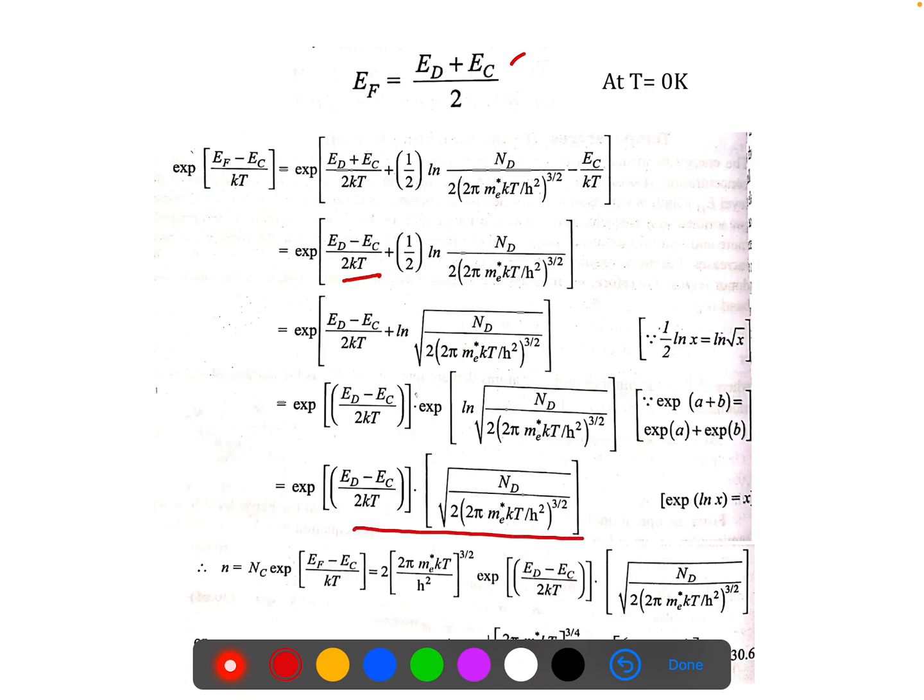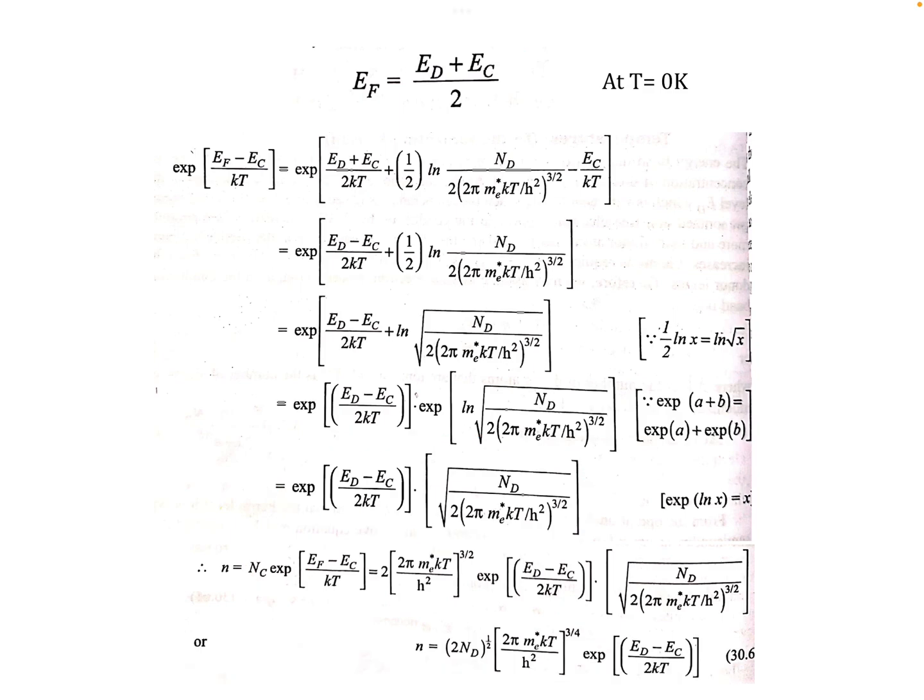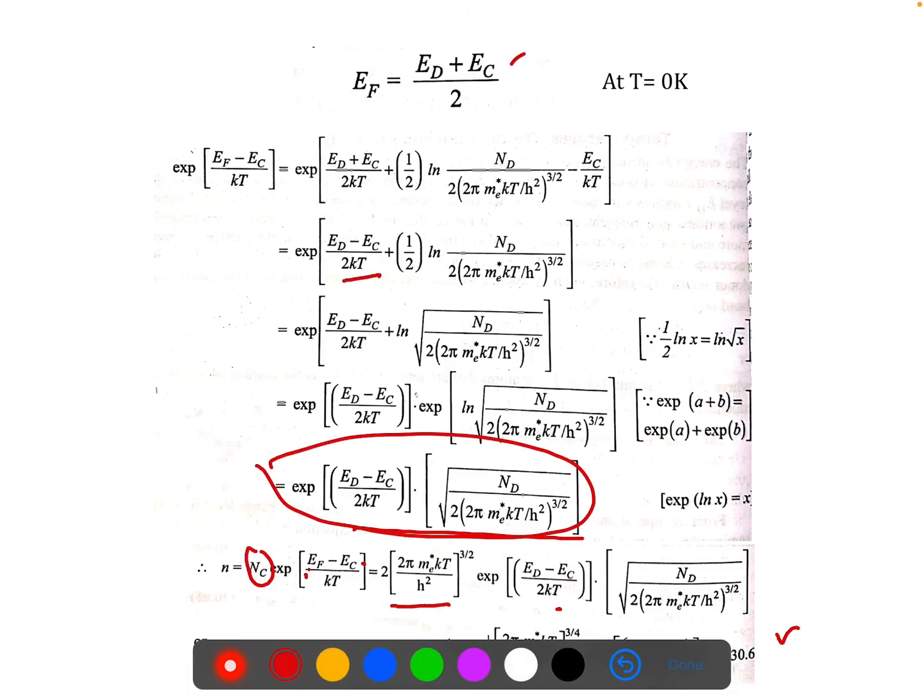Okay, now EF minus EC, so instead of EF, NC value you just substitute here, whatever EF expression you are getting here, just substitute that. This is what you are going to get for the carrier concentration. If you observe carefully, this is ED minus EC now.